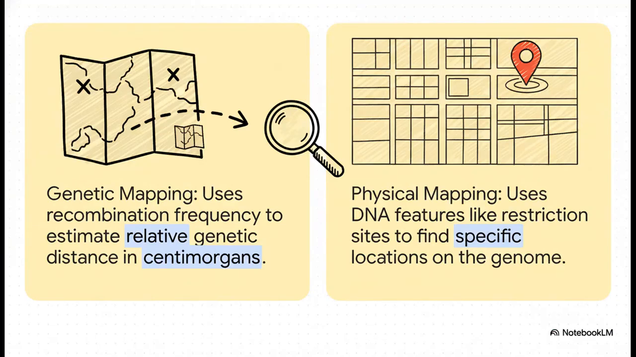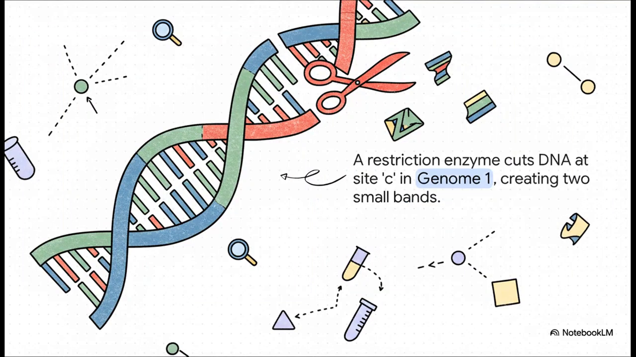Okay, so there are two main types of maps. First, there's a genetic map. It's like a rough guide. It tells you the relative position of genes, kind of like saying Delhi is north of Mumbai. But a physical map? Oh, that's much more precise. It's like having the exact Google Maps pin for your friend's house in Delhi, giving you the actual physical location on the DNA strand.